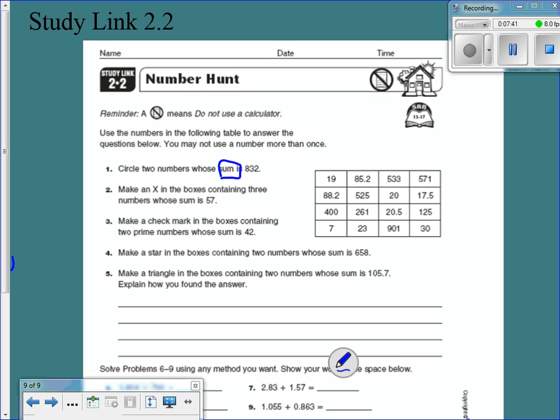Today, every time we add, we're finding the sum. Keep that in mind. We're finding the sum. The sum is the answer to an addition problem.